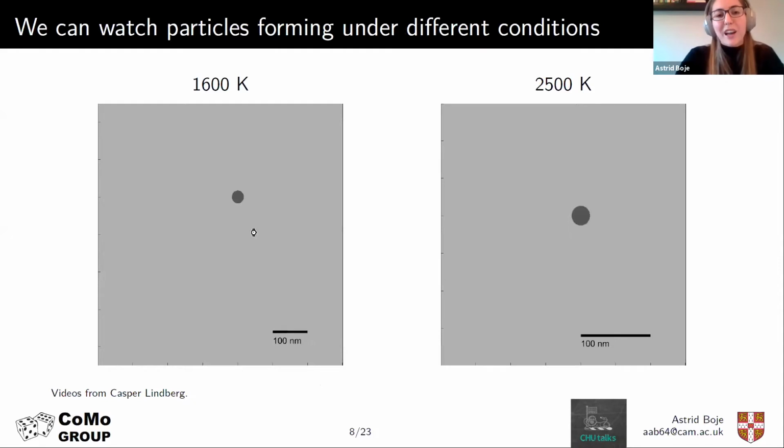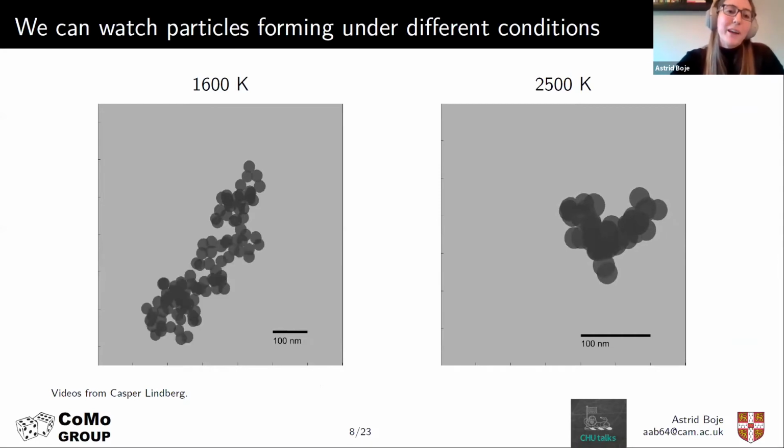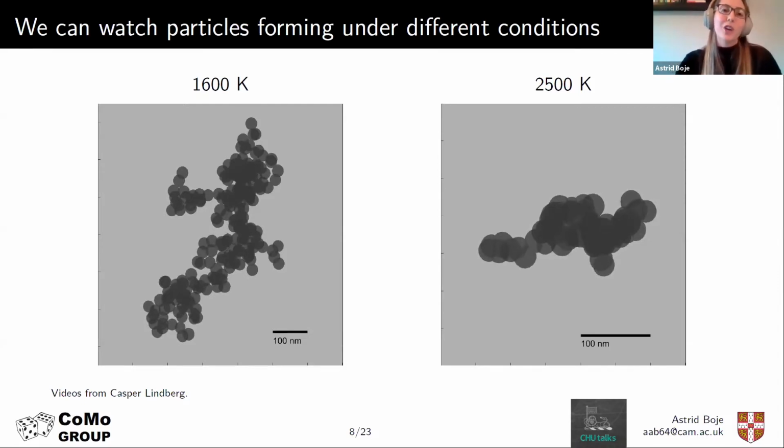It's also nice because it allows us to watch the particles forming in real time. So I have here some videos which you may be able to see, hopefully they're playing, where particles form under different conditions. What you can see on the left-hand side, which is relatively cool, is that the particles are coagulating, but they don't sinter significantly. So they form these long fractal-like structures.